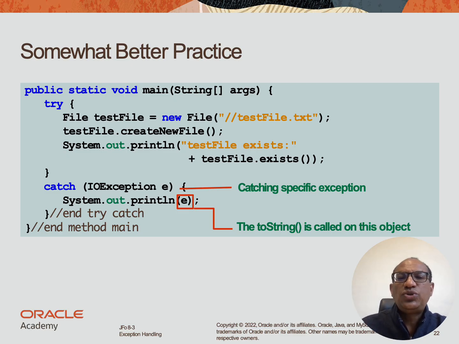The code illustrates two good exception handling practices. The catch clause catches the IOException type. The catch clause prints the exception details to the console.